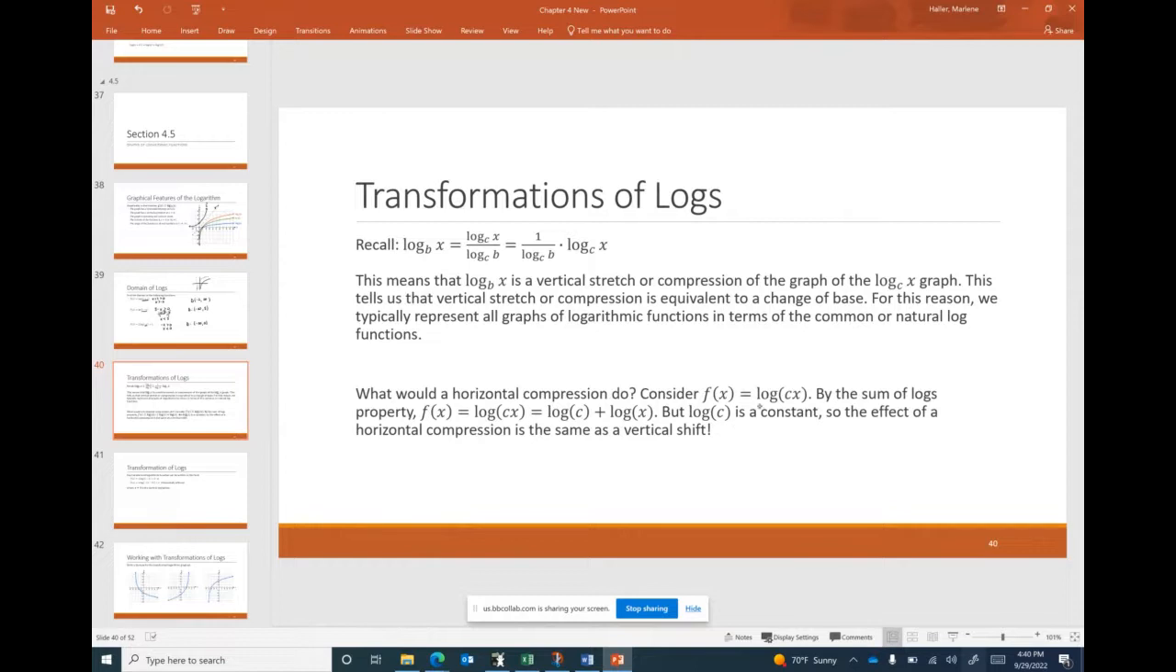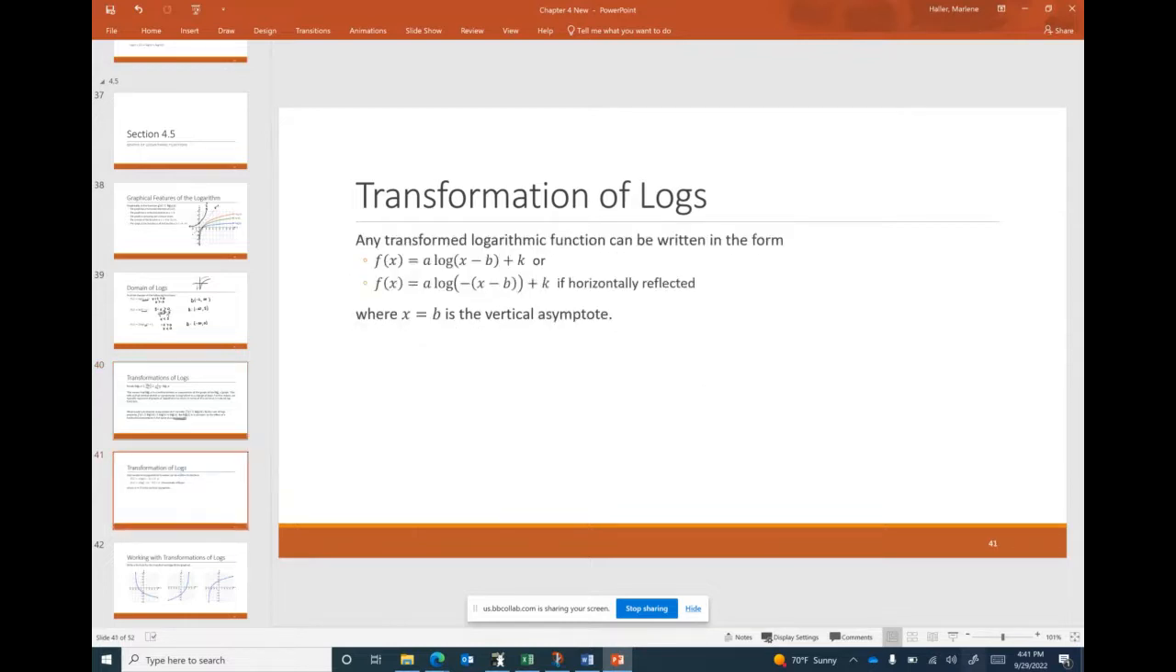Another cool thing is if you apply a horizontal stretch or compression to a logarithm, you could then use the sum of logs property. If you have log base c of x, you could rewrite that as log of c plus log of x. So what does this mean? It means we never have to worry about any horizontal compressions or stretches because it's the same thing as a vertical shift, right?